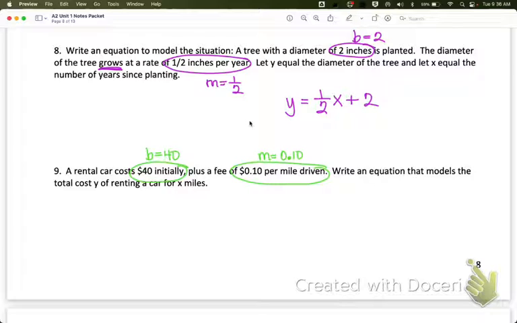All right. That word initially is really important. A rental car costs $40 initially, plus a fee of 0.10 cents per mile driven. That word per is usually a clue that you're looking at a rate. So we should have y equals 0.10x plus 40. And there you go. It's a quick refresher over all we know about lines and slope.